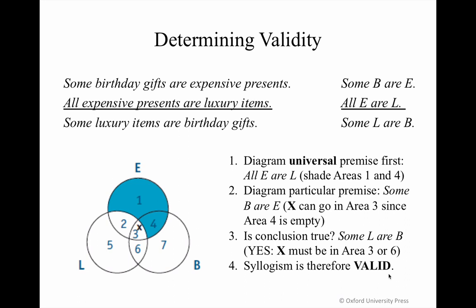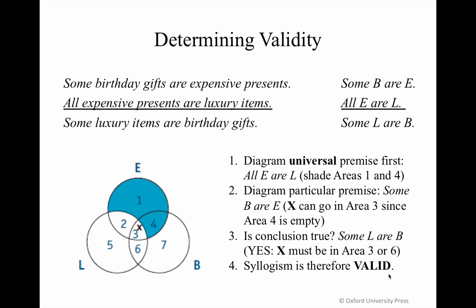Since we do have a universal premise in our argument, we're going to diagram the universal first. All E are L. That means that area 1 and area 4 are shaded. That tells us that whatever E's there may be, they're all dumped into the L category, namely, they'd all be in area 2 and 3.